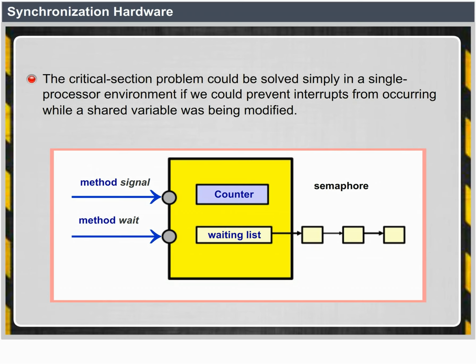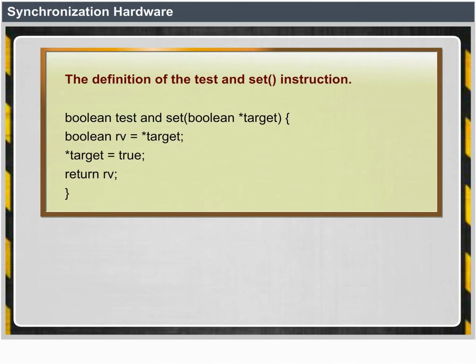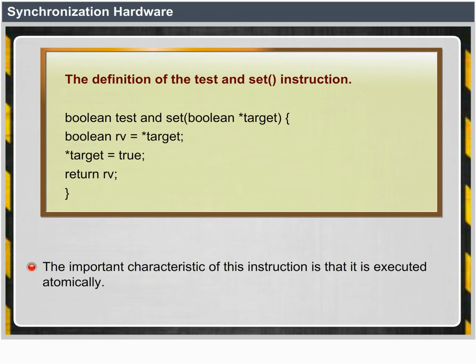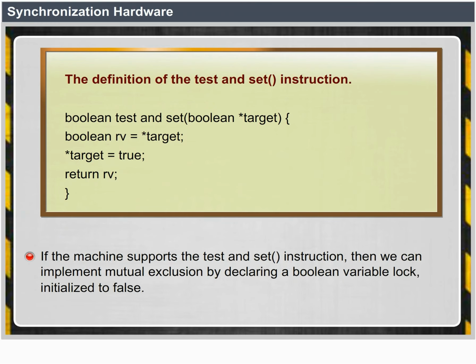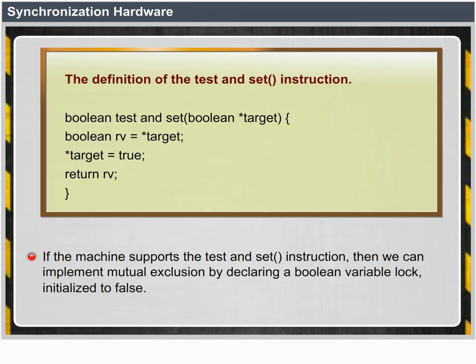The definition of the test and set function instruction. The important characteristic of this instruction is that it is executed atomically. Thus, if two test and set function instructions are executed simultaneously, each on a different CPU, they will be executed sequentially in some arbitrary order. If the machine supports the test and set function instruction, then we can implement mutual exclusion by declaring a Boolean variable lock, initialized to false. Mutual exclusion implementation with test and set function, shown in program below.